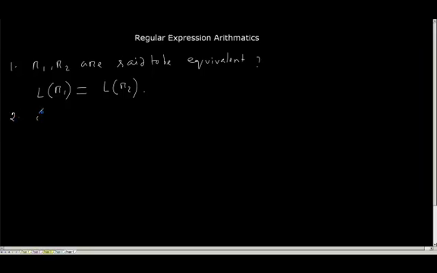So if R1 is equivalent to R2, this implies R1 star will be equivalent to R2 star. Can you tell me why? So what is R1 star? You remember or not?